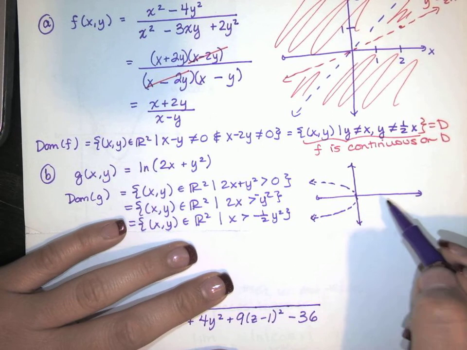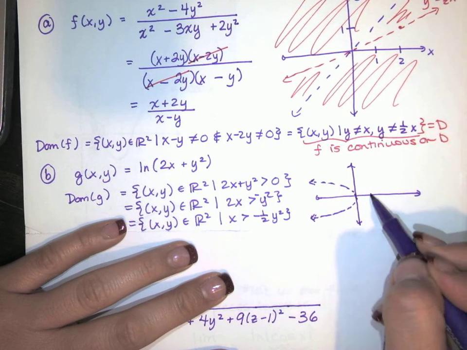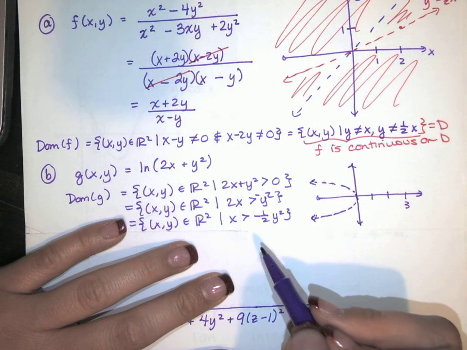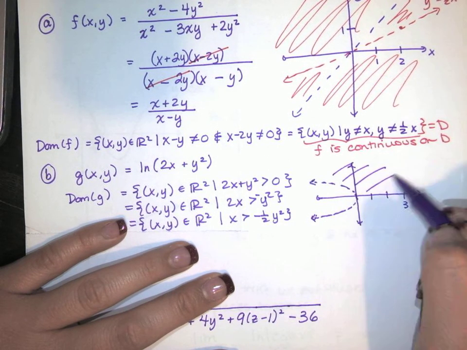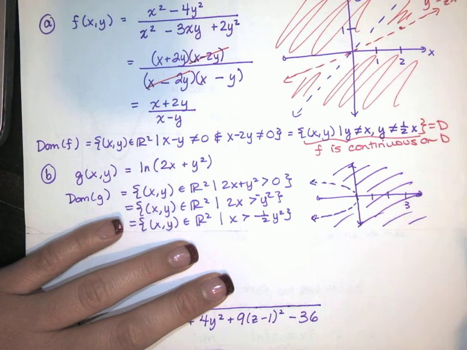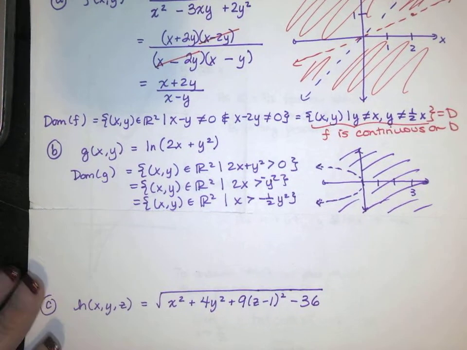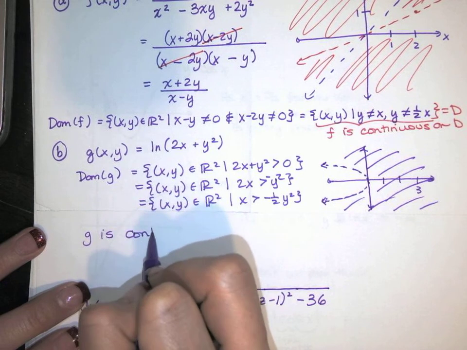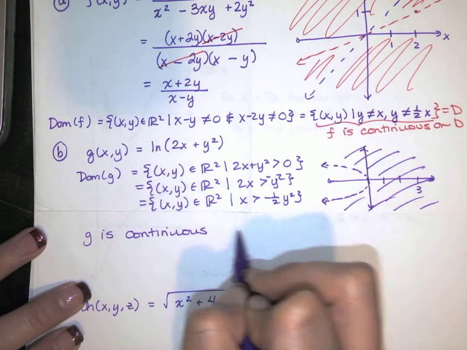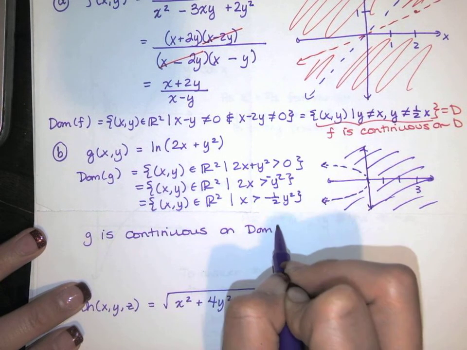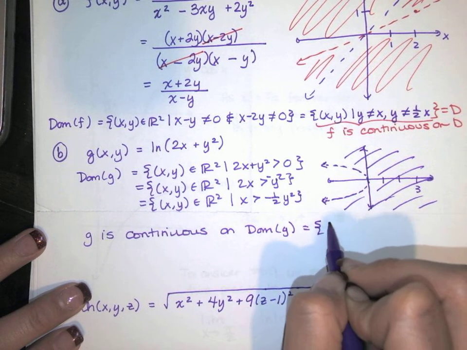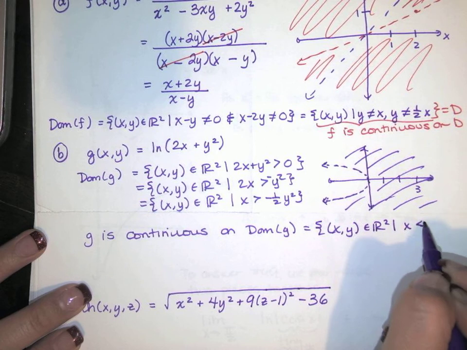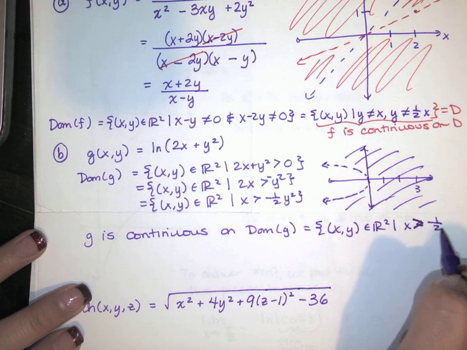And you can choose a test value. Maybe just choose something on the x-axis. Say x equals 3, y equals 0. 3 is definitely greater than 0. So we're going to shade on this side. That's the domain of G. Where is G continuous? G is continuous on its domain. And the domain of G is the set of all x, y in R2 such that x is greater than negative 1/2 y squared.